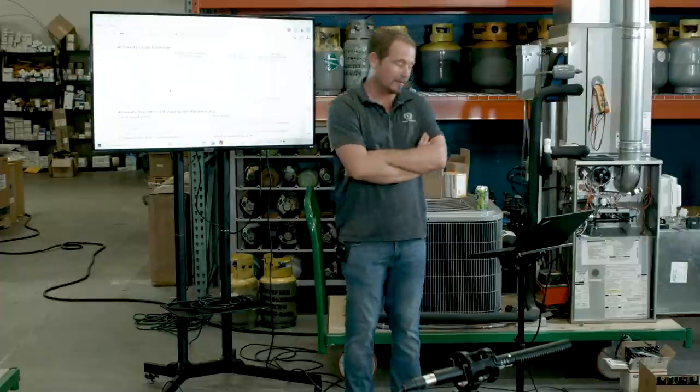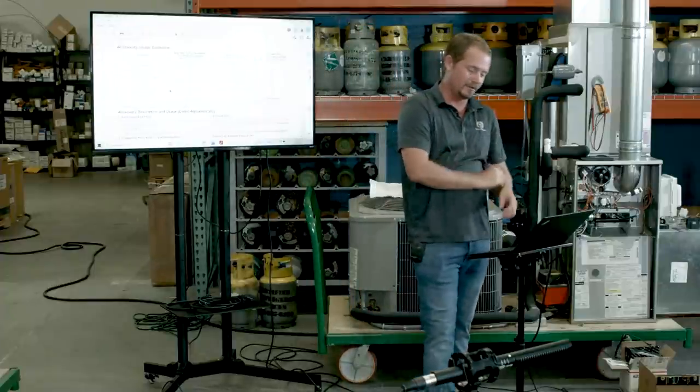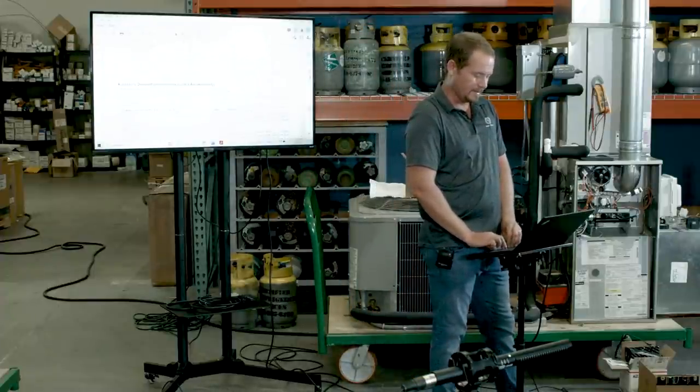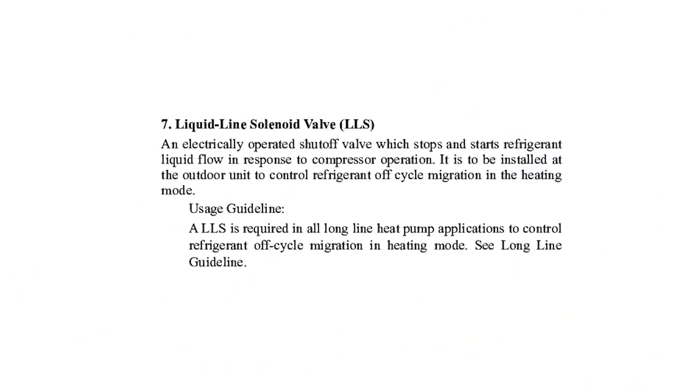Interesting. The liquid line solenoid valve is the one that's sort of like, do we really need it or don't we? Now, I didn't actually prepare for this, so let's see what it says here. Accessory description. A liquid line solenoid valve is an electrically operated shutoff valve which starts and stops refrigerant liquid flow in response to compressor operation. It is installed at the outdoor unit to control refrigerant off-cycle migration in the heating mode.